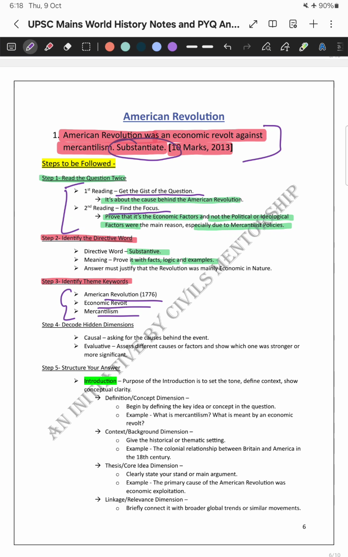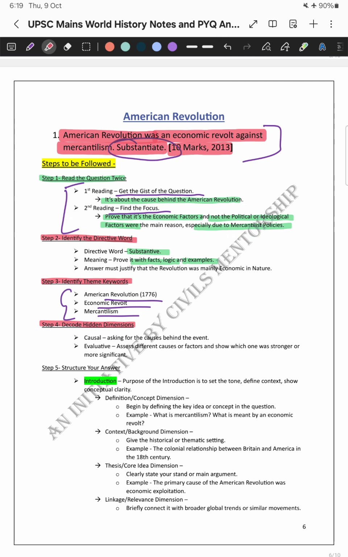Now come to step 4. So what is step 4? Step 4 is decode hidden dimensions. Is there any hidden dimension which they have not directly asked for, but the question demands those dimensions as well? Now this particular step is very much critical. Why so? Because UPSC doesn't always spell out what they want. You have to decode it.